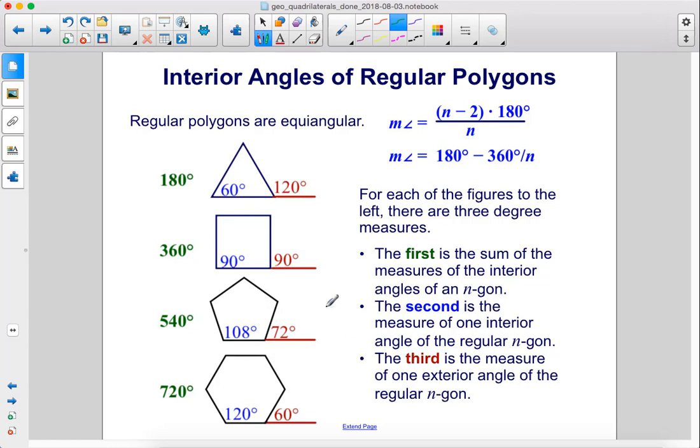The second, in blue, is the measure of one interior angle of the regular n-gon. So for a regular triangle, that would be 60 degrees. The third, in red, is the measure of one exterior angle of the regular n-gon. For a triangle, that would be 120 degrees.